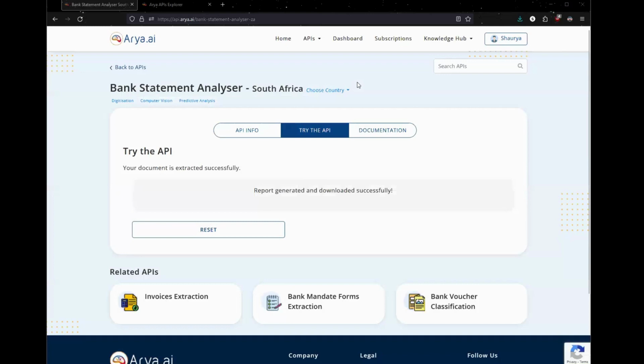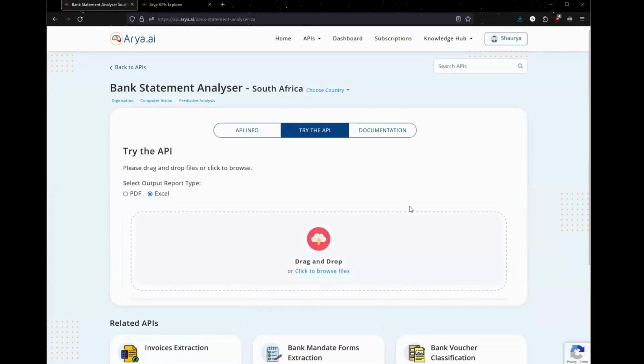Yeah, so we are back to the same page again from where I uploaded the bank statement. As you can see, we had uploaded a bank statement here, but we have two options of using this service. Either you can upload your financial statements directly on our platform, or you can also use tools like Postman for seamless integration if you prefer direct backend usage.